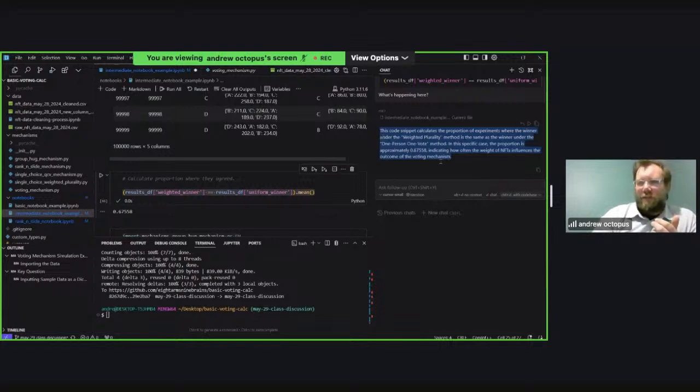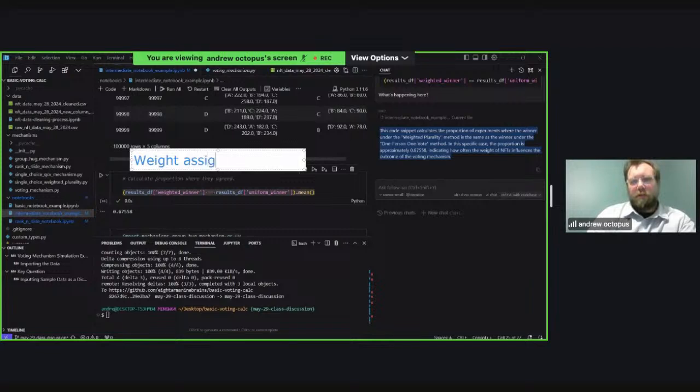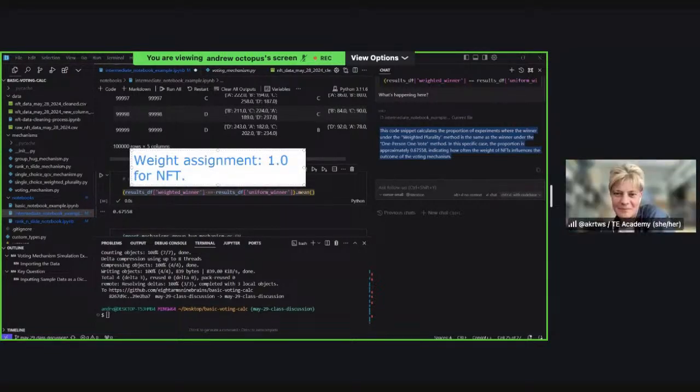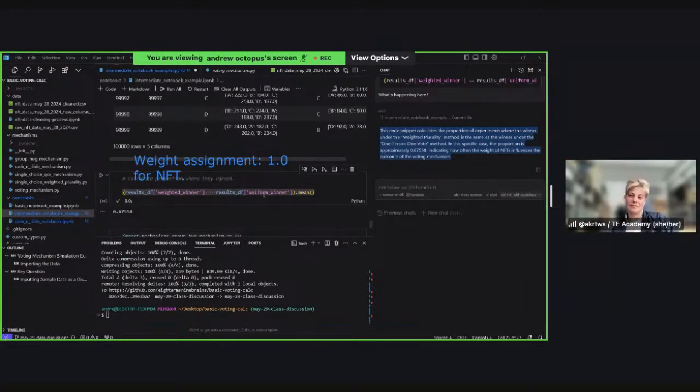Angela, would you be happy with this as an explanation? I mean, I see the comparison now. However, can you repeat again the weighted plurality? We assigned weights randomly, or how did we assign weights? Yeah, the weight assignment in this case was just each NFT counted as one. So if you have 5 NFTs, you have a weight of 5. And that's compared to the uniform winner, which just ignored weights completely. Right. Basically one person, one vote.